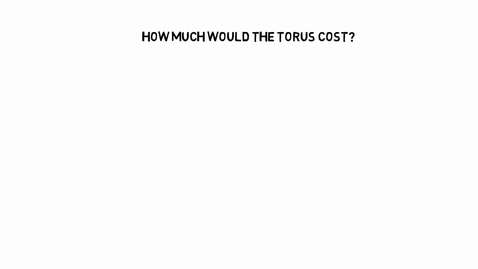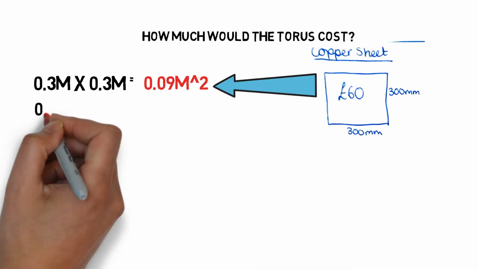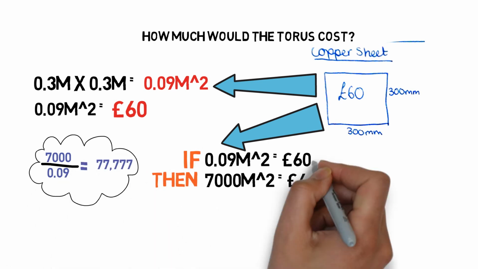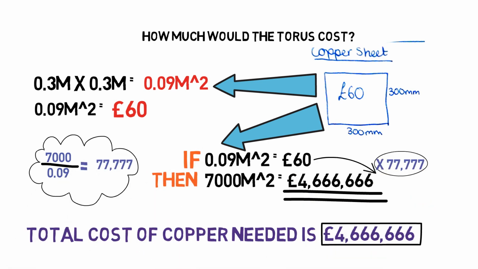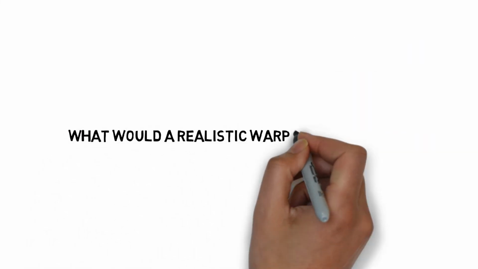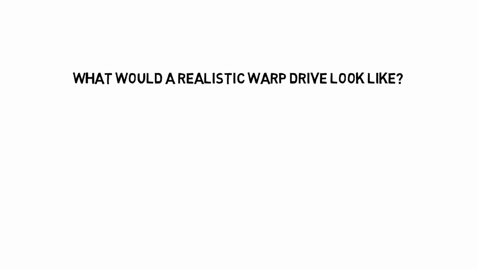How much would it cost? Using the commercial price of copper, 0.09 meters squared costs £60. Therefore, 7,000 meters squared would cost around £4,666,666. What would a realistic warp drive look like?